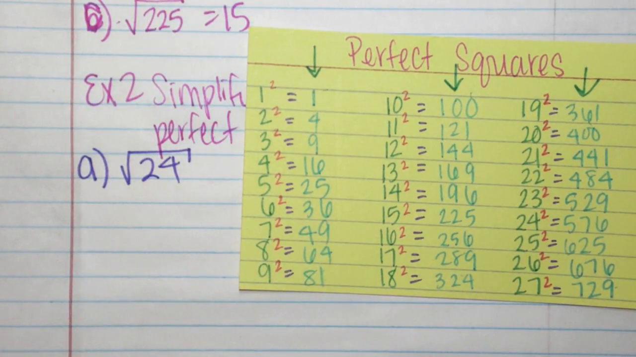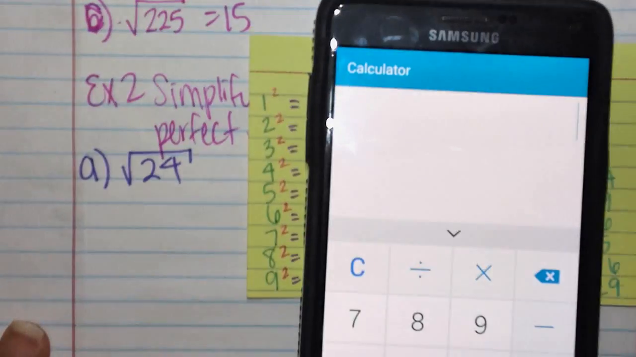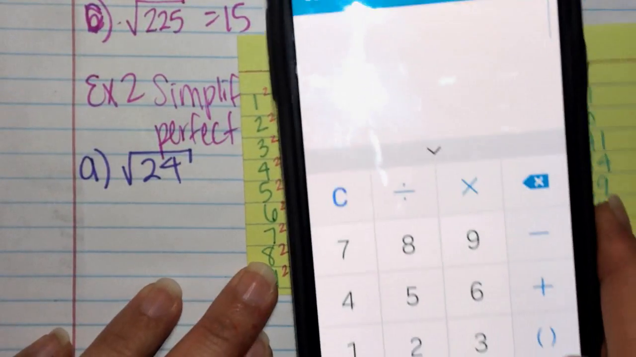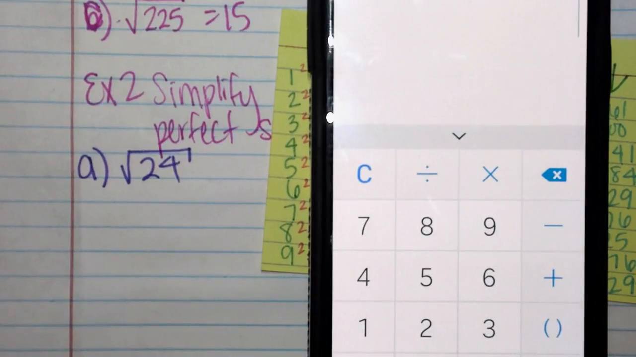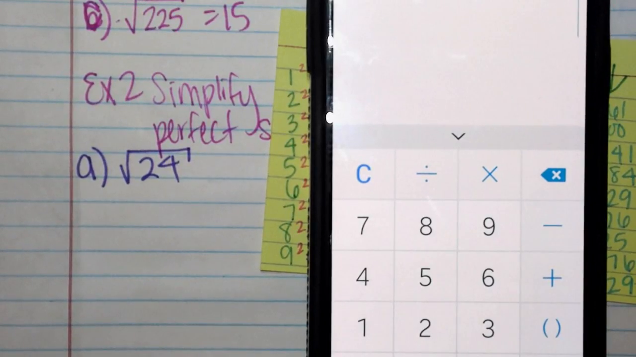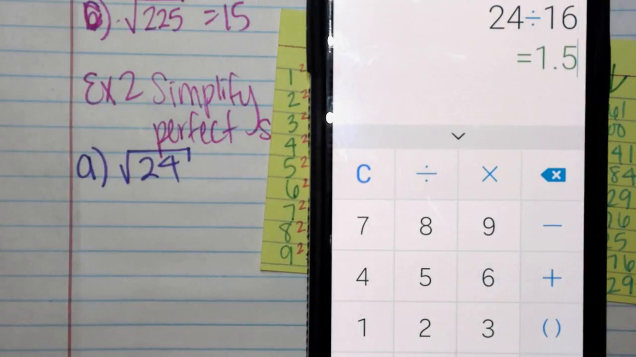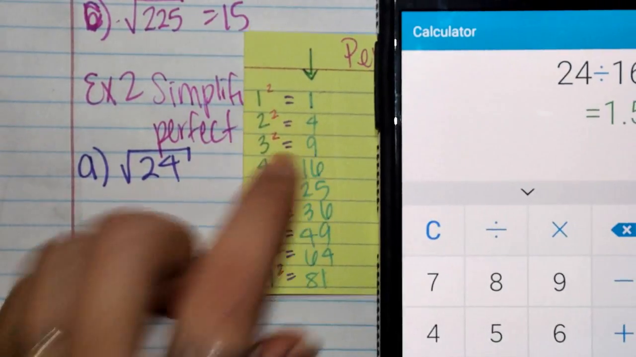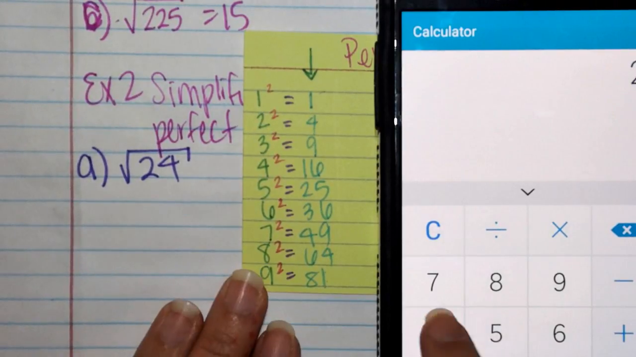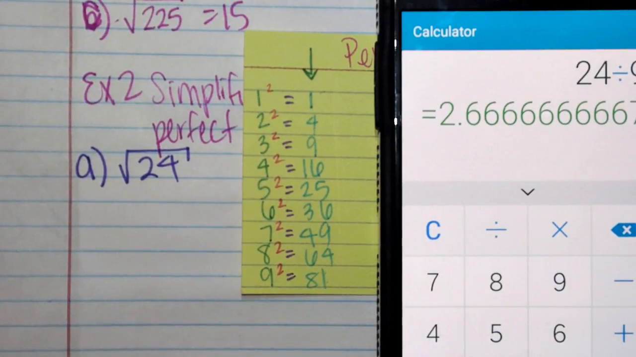Alright, so some of us yelled 16, so everybody get your calculator. And if you don't have a calculator, watch mine. No, that one's for 18. 24 divided by 16 is 1.5, so that does not work. So now we need to pick another one. What about 9? 24 divided by 9. That does not work. What could we try next?